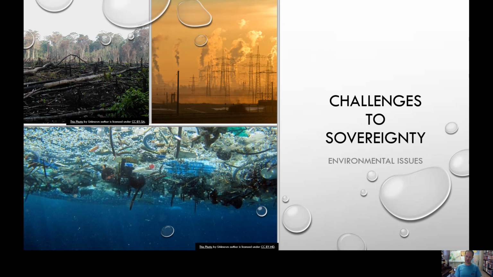Another challenge to sovereignty is environmental issues. Environmental issues don't follow the same borders as states. So they tend to be transnational issues. We have the examples here of ocean pollution. And of course, the ocean borders on to many, many states. Or we have air pollution, which of course can easily travel over national borders.